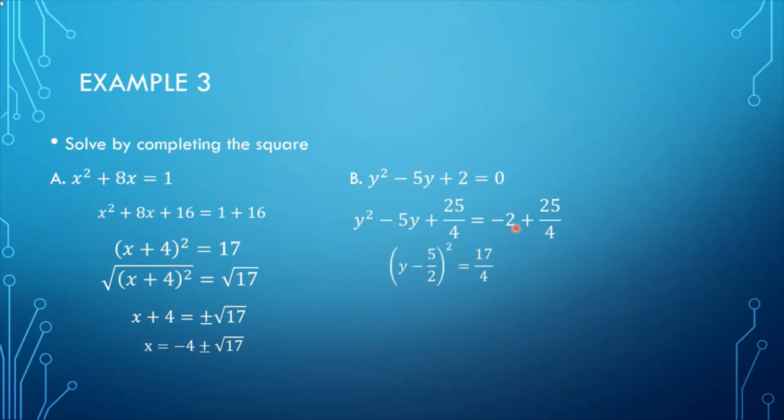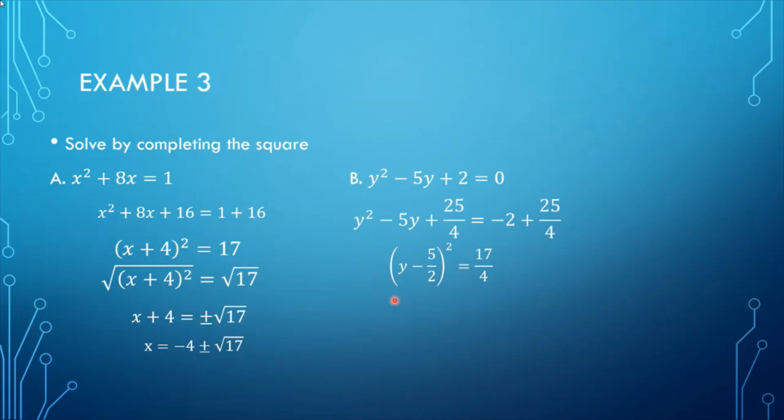Now on this side, negative 2 plus 25 over 4, maybe it's been a while since you did a fraction, but you can change this to negative 8 over 4. Negative 8 over 4 plus 25 over 4 gives you 17 over 4. Remember what I said about b: you're going to use the half of b with factoring. So you can just write this as y minus 5 halves parentheses squared.